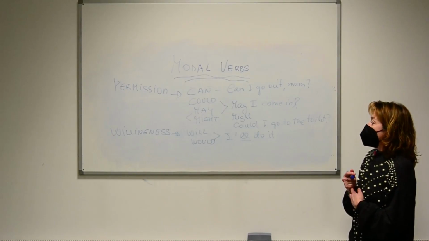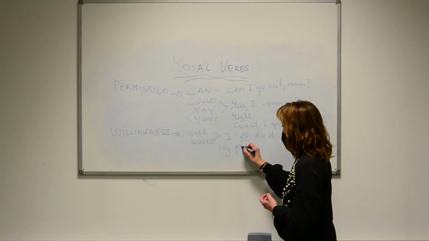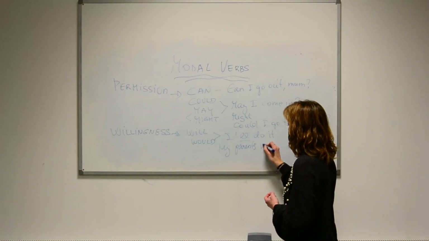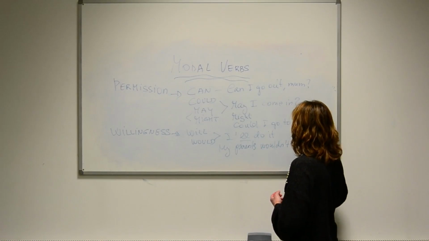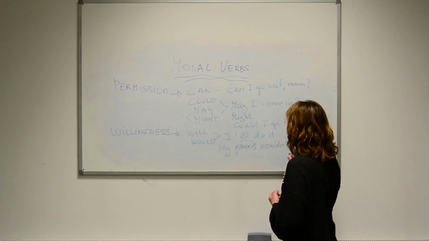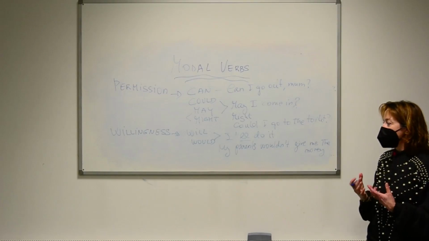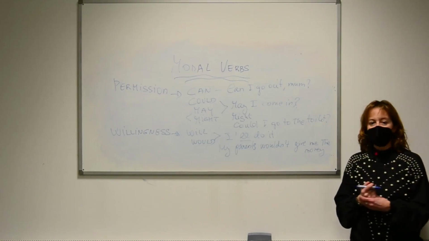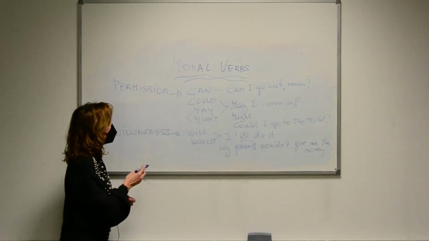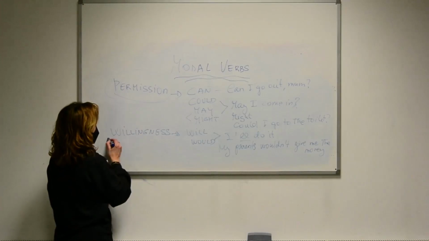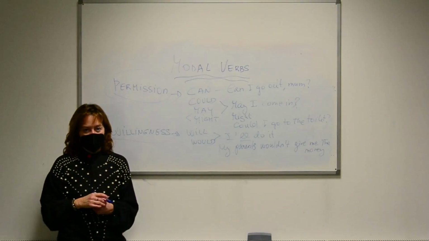Or there should be, for example, with would, my parents wouldn't give me the money. In this case, it's a negative willingness. They are not going to give up this money. Therefore, in this case, we have studied modal verbs conveying permission and conveying willingness, the intention of the author of the action, okay? Right?